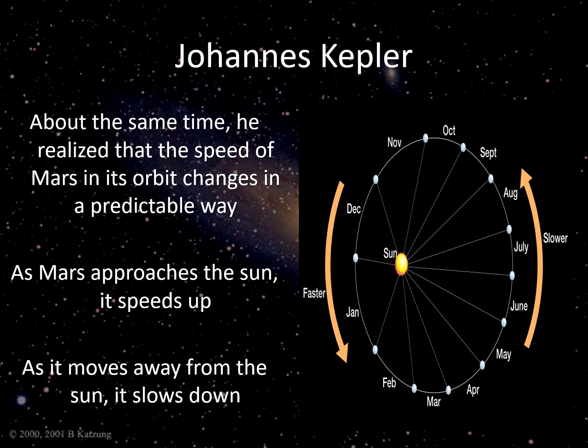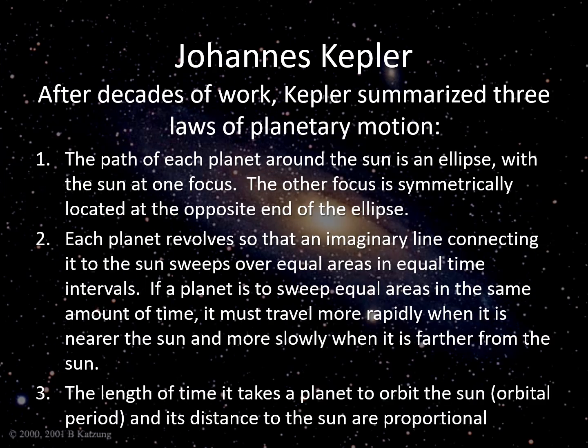As Mars is orbiting closer to the Sun, it speeds up, and as it moves away, it slows down. After decades of work, Kepler summarized 3 laws of planetary motion. Number 1, the path of each planet around the Sun is an ellipse. Number 2, each planet revolves so that an imaginary line connecting it to the Sun sweeps over equal areas in equal intervals, which basically means that a planet moves faster when it's closer to the Sun. And 3, the length of time it takes a planet to orbit the Sun and its distance are proportional.